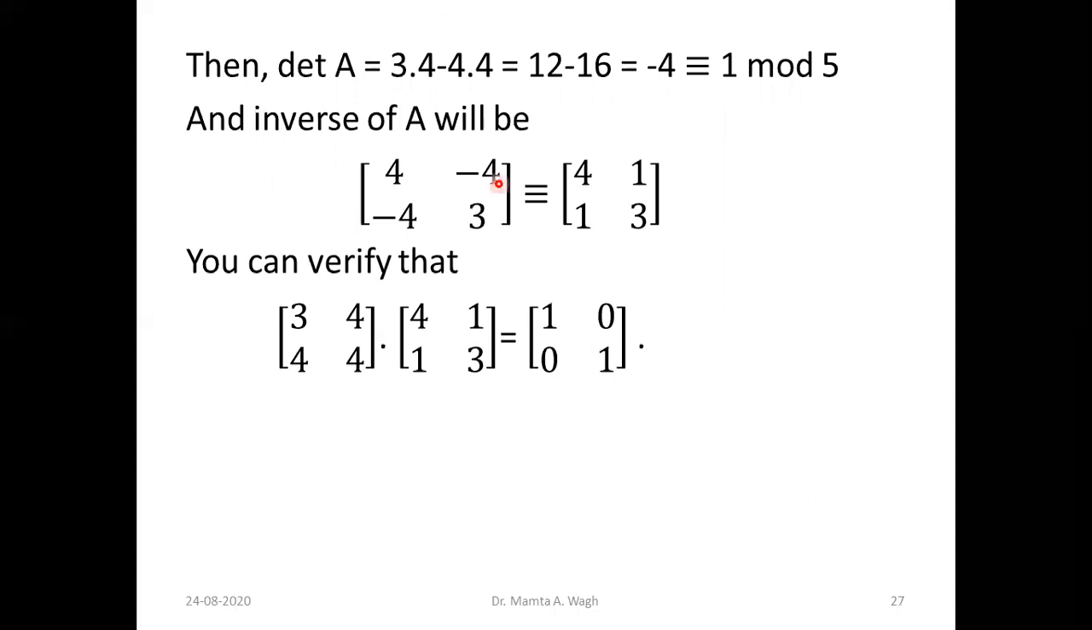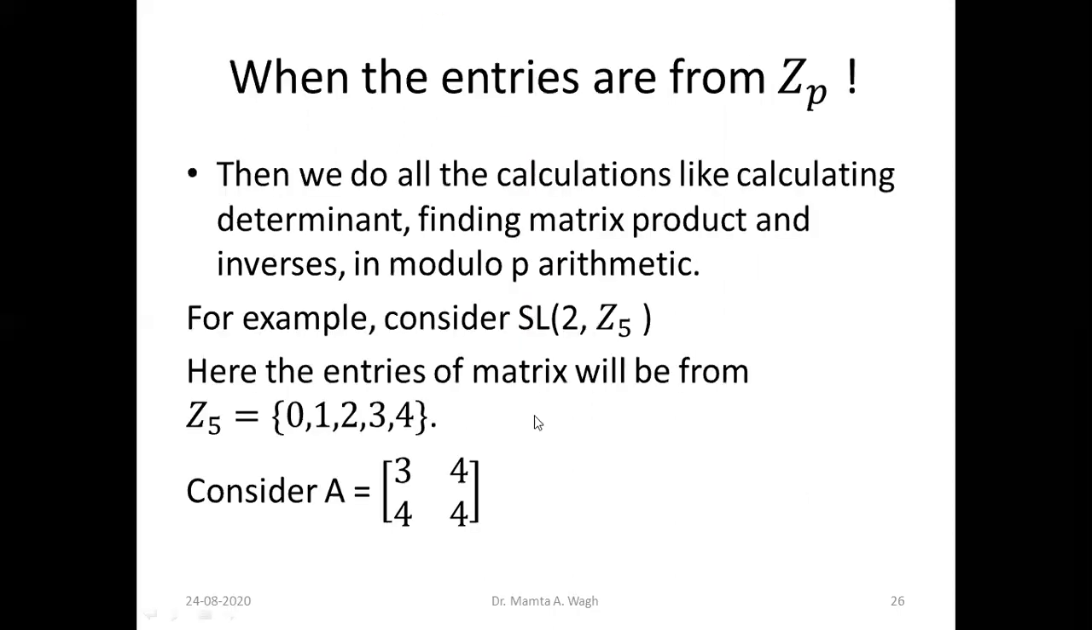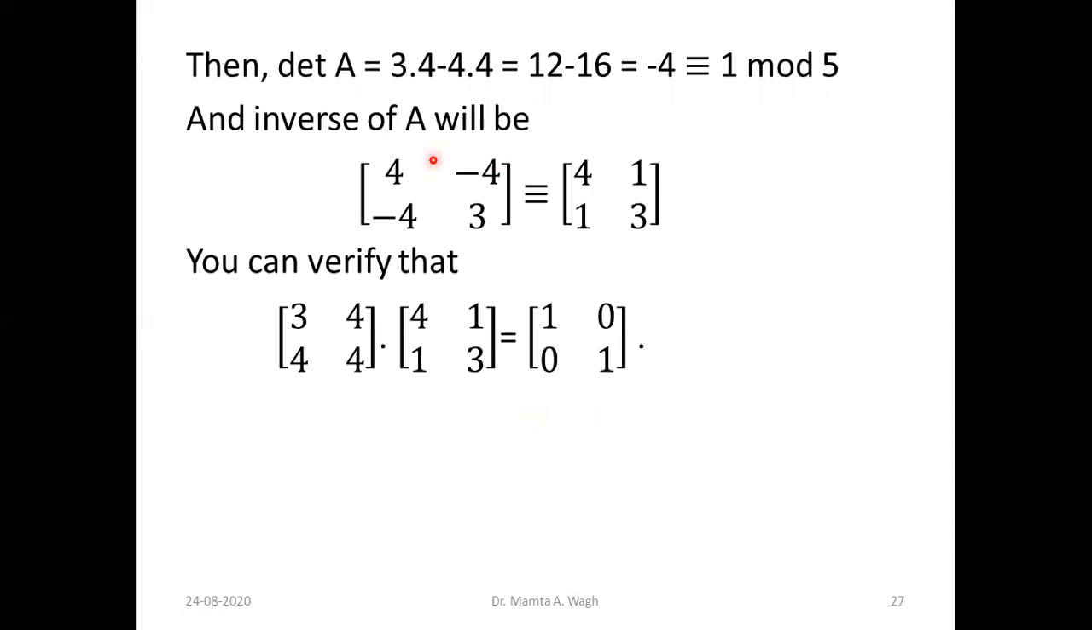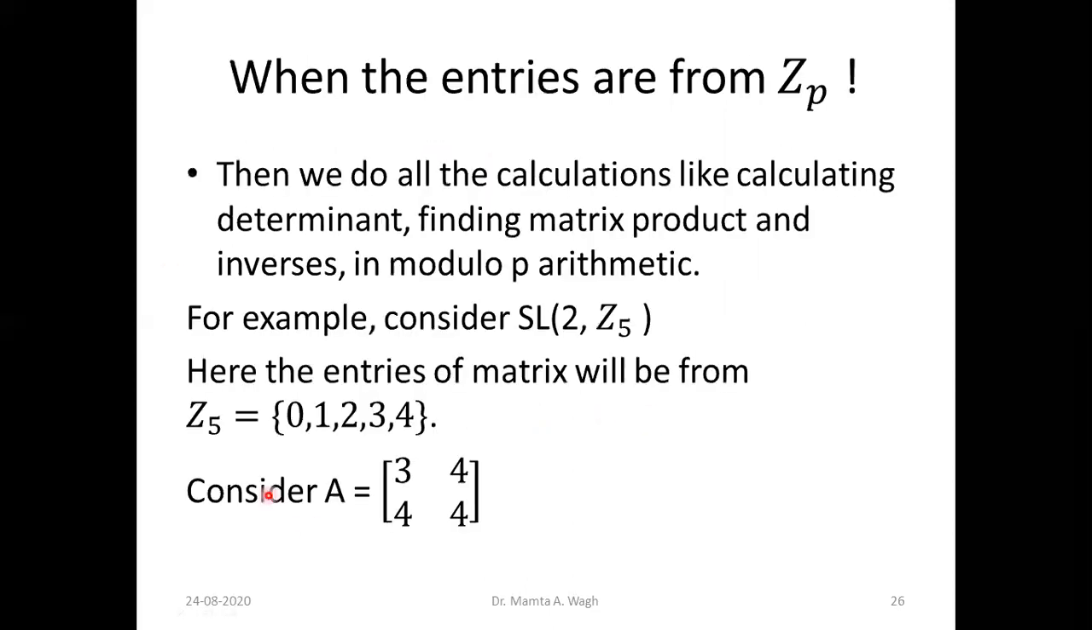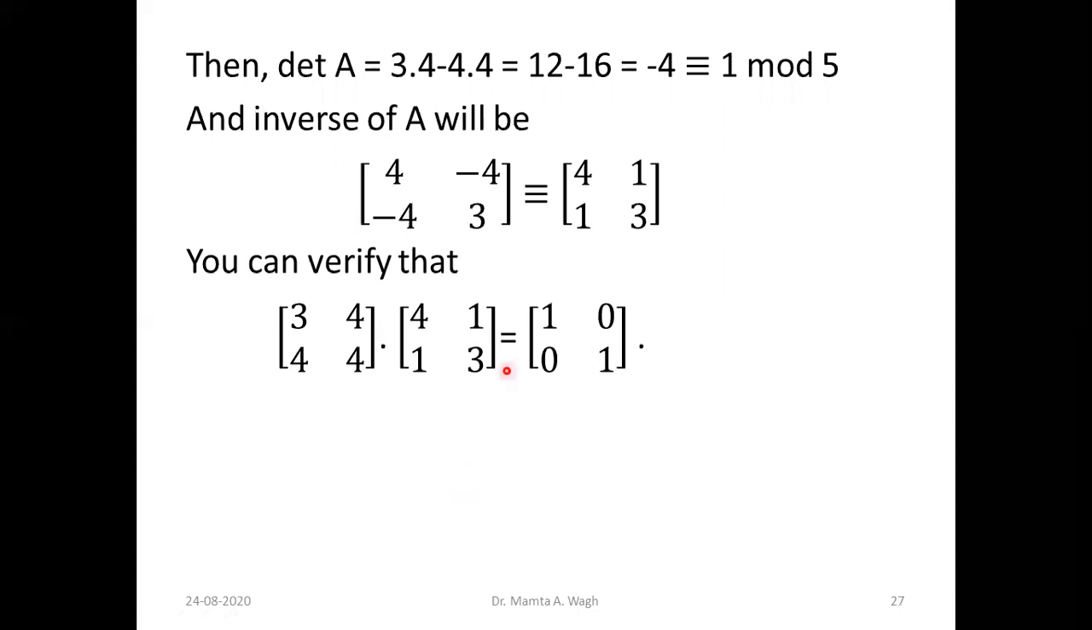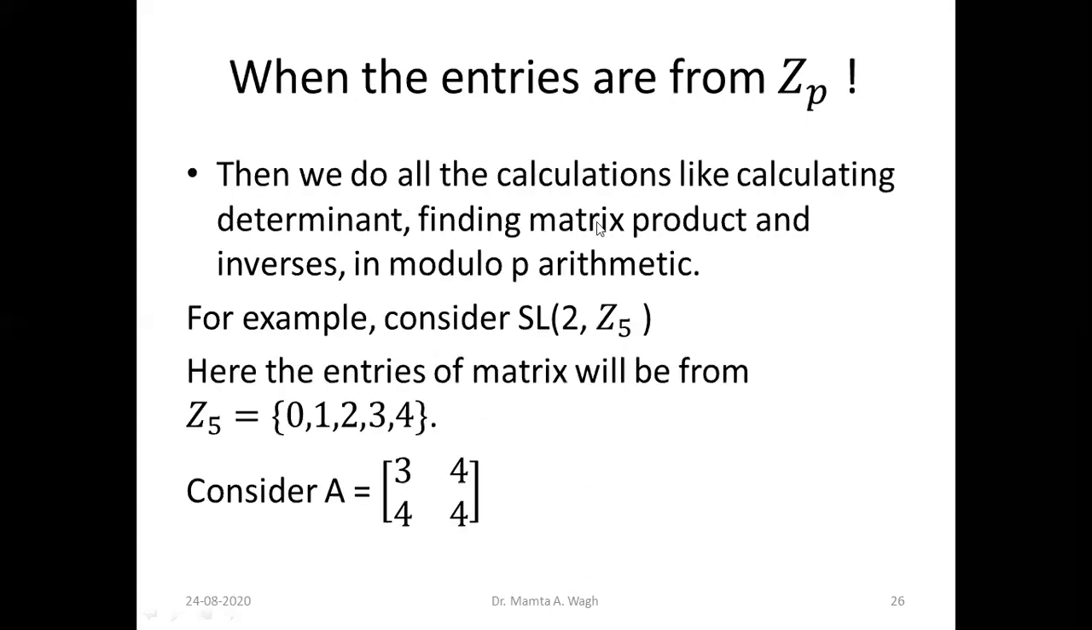And what will be the inverse of this matrix A? For the inverse, we are just changing the places of these numbers. 4 will be here, 3 will be here, and then these two numbers will be negative. But under modulo 5, minus 4 will be 1. So this will be 4 1 1 3, and you can easily verify that if I multiply the given matrix with this inverse, then you will get the identity matrix. And as this SL2ZP is a group, if the entries are coming from this set ZP, then it forms a group.